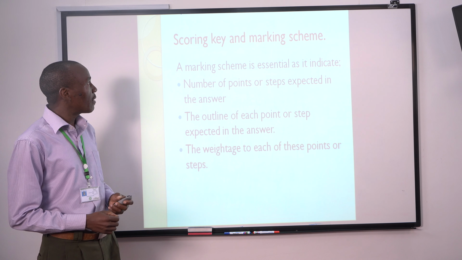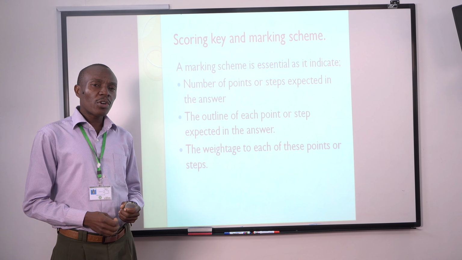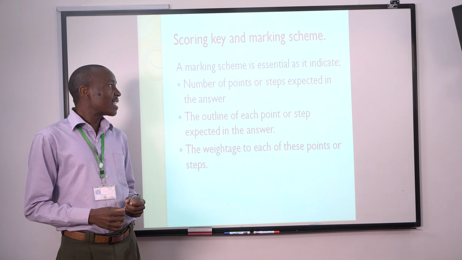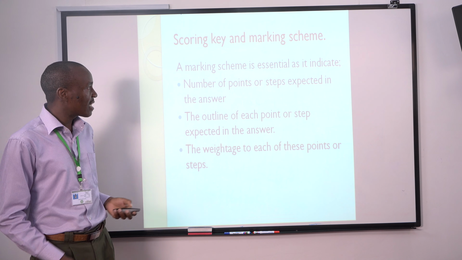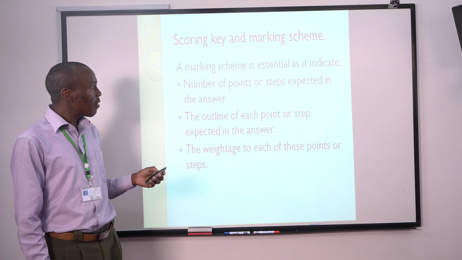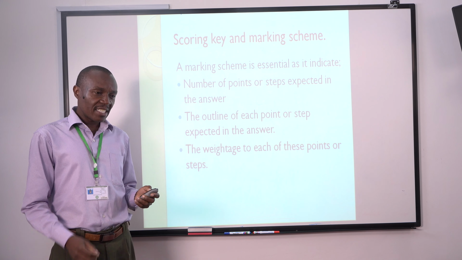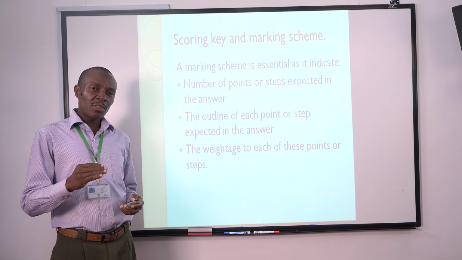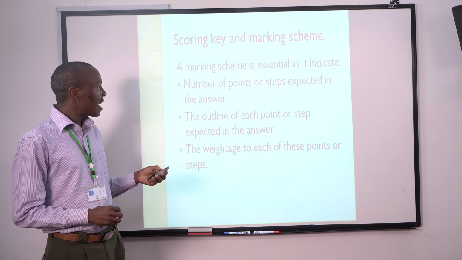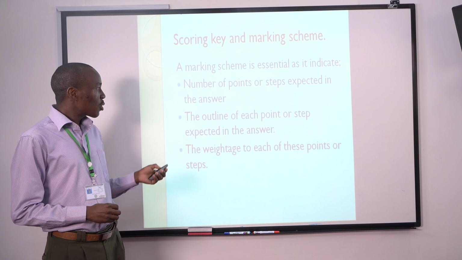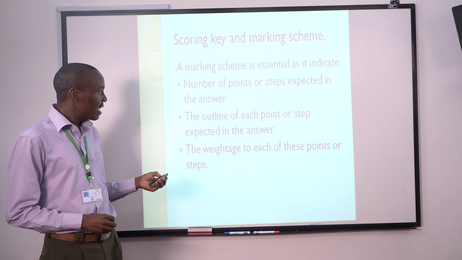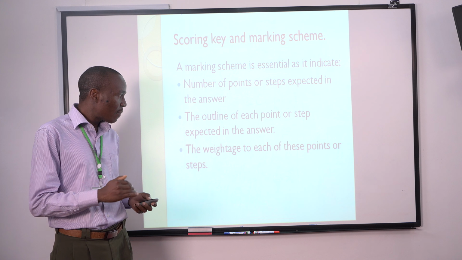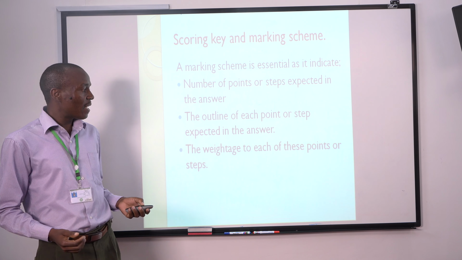After that, you have to score or come up with a marking scheme, which has 2 elements here which are very important why you should come up with a good marking scheme. We have the number of points or steps expected in each answer. Those answers, according to the marks you have awarded, they carry different marks. So you have to come up with an outline here which gives steps, and expected answers should be awarded by the examiner.